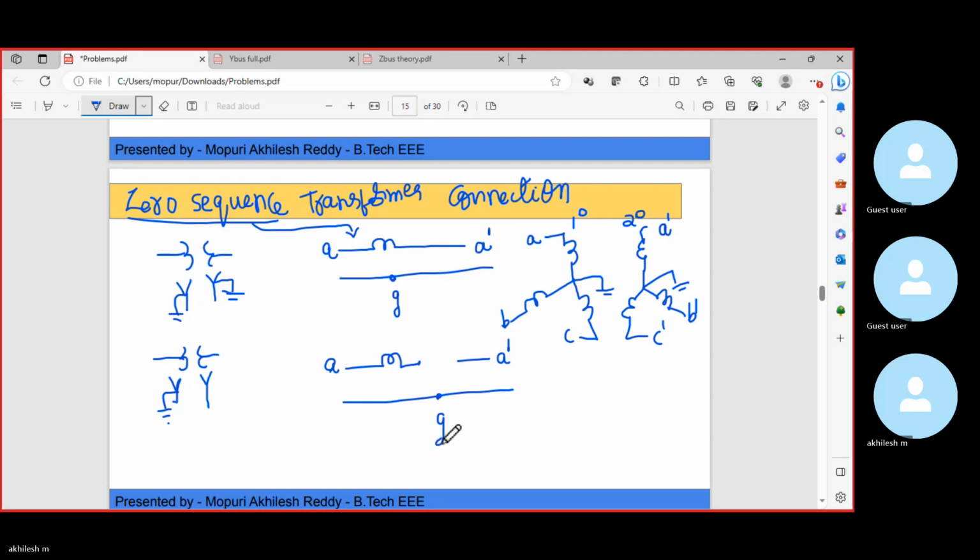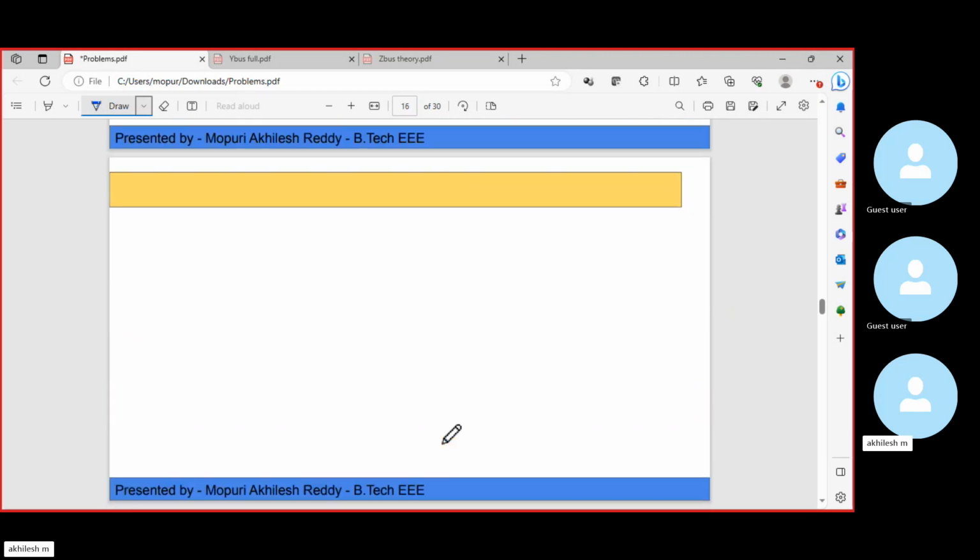Then, suppose the connections are one side a delta connection, one side star with the neutral grounded. Here it is star with the neutral grounded, and here we have a delta connection. Then the corresponding diagram will be like this. This is A dash. This is A, and here it is ground.